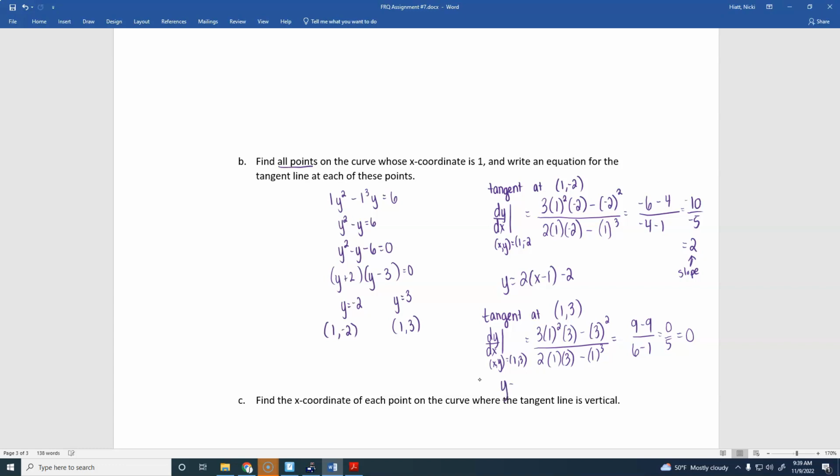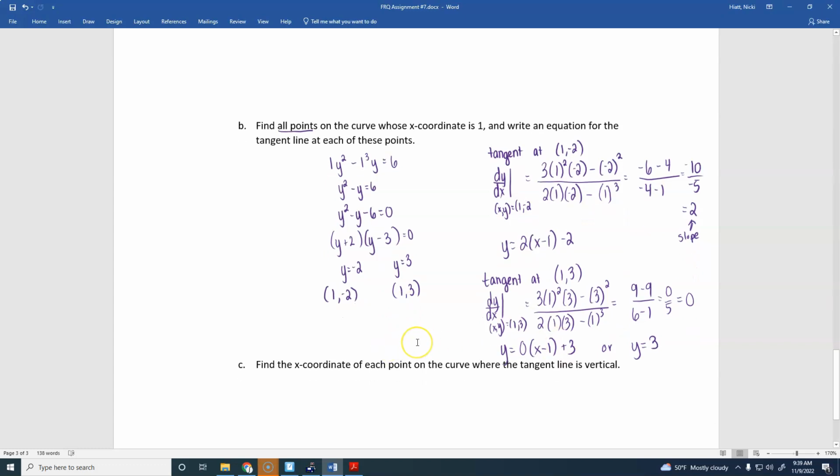You can write it like this, y equals 0 times x minus 1 plus 3. That's fine. Or this is just y equals 3. Right here, it's a horizontal line. But, you know, sometimes I encourage you to just go with this little bit more complicated answer at the risk of making an assumption of something wrong. We're okay here.